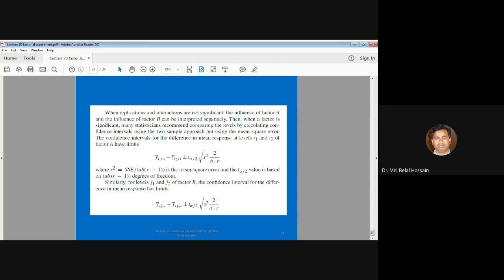So this is T alpha, meaning T with the degrees of freedom at alpha by 2. It is actually coming from that Bonferroni test statistic we have. But you can directly use this formula, where S square is coming from SSE, that is the error sum of squares divided by the degrees of freedom. These are the differences of the two means. If you put that minus sign here, you will get the lower limit. If you put the plus sign here, you will get the upper limit of the confidence interval for the difference of two levels of factor A.